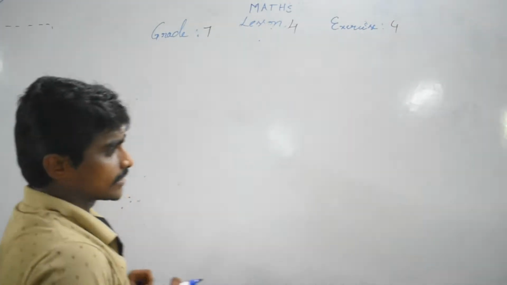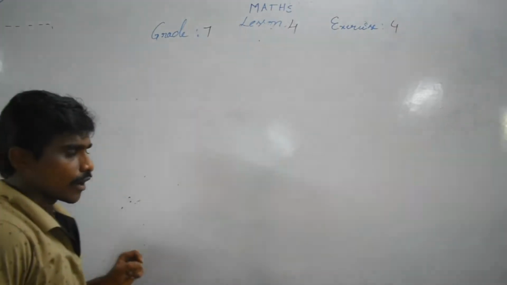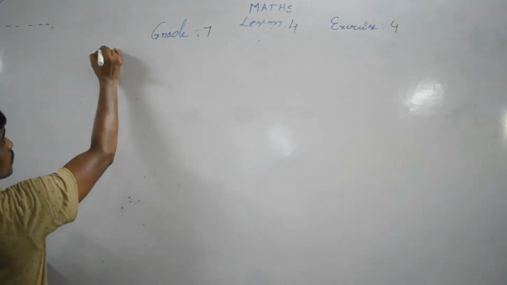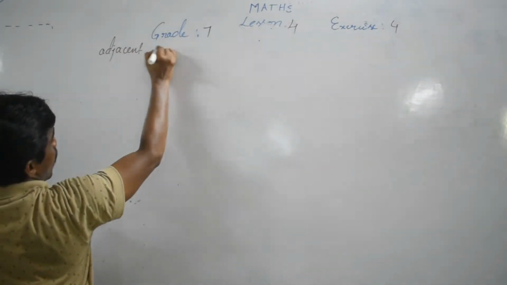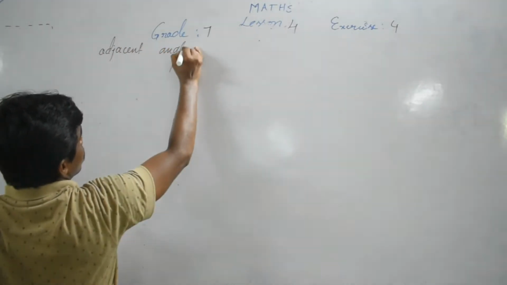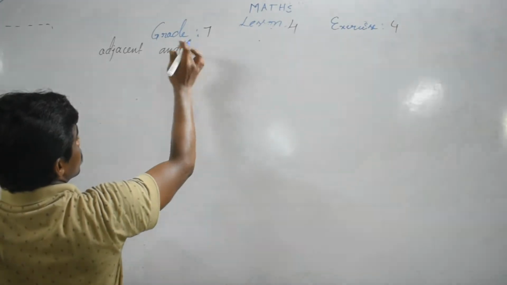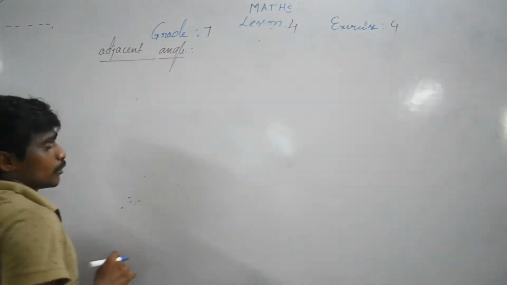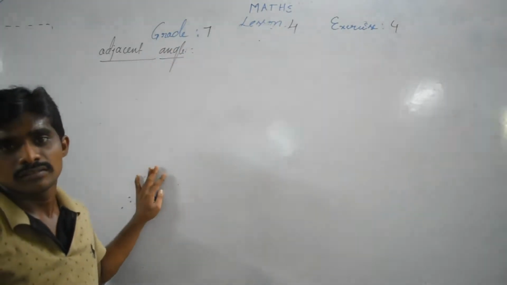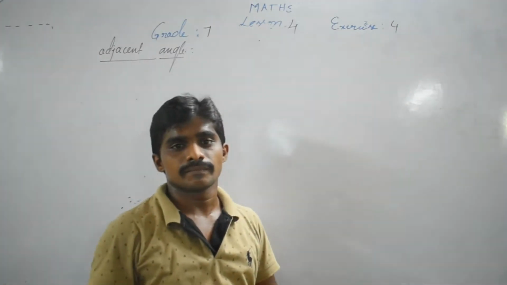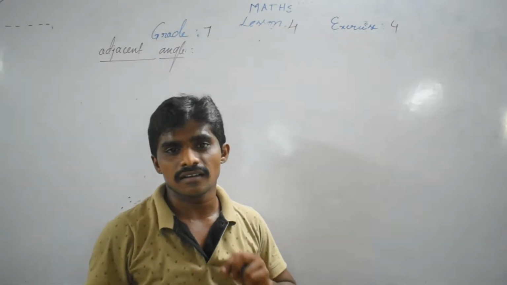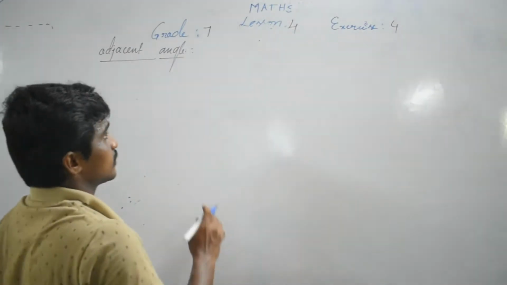So what is an adjacent angle? Two angles having a common vertex and a common arm, those angles we call adjacent angles.